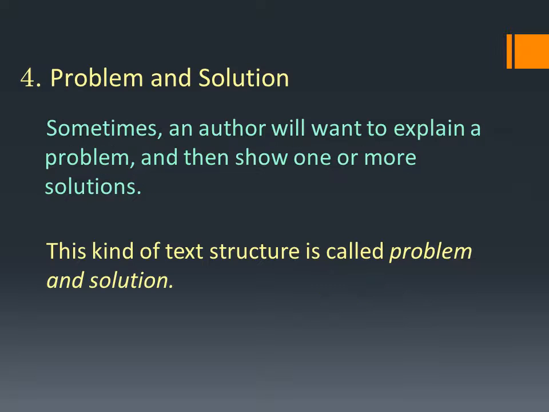The fourth one is problem and solution. Sometimes an author will want to explain a problem and then show one or more solutions. This kind of text structure is called problem and solution.